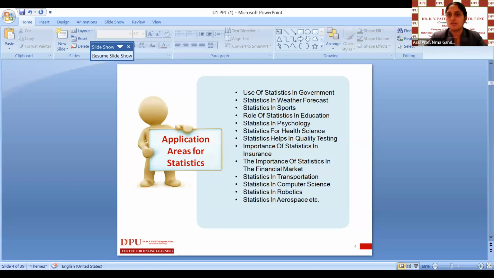These are not the types of data. We divide the types of data into 2 types: quantitative data and qualitative data. These are the ways by which we measure the data. Okay, there is a difference between these two.